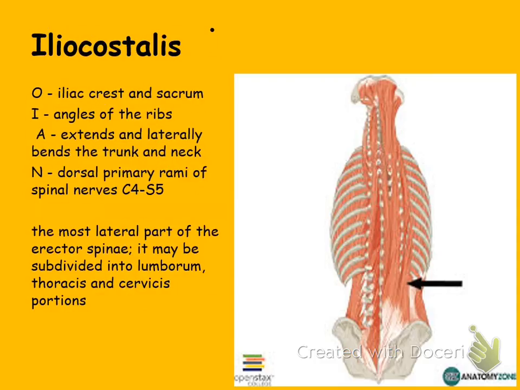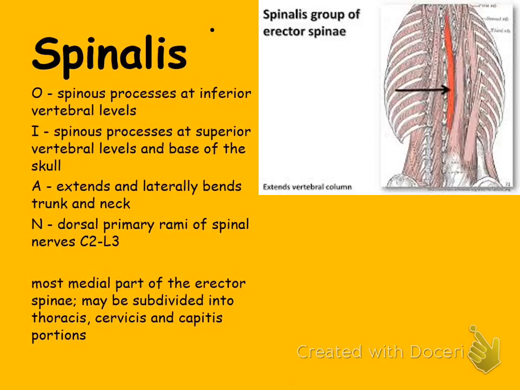Iliocostalis muscles originates on the iliac crest and the sacrum, and it inserts on the angles of the ribs. It's more on the back muscles all at the same time.